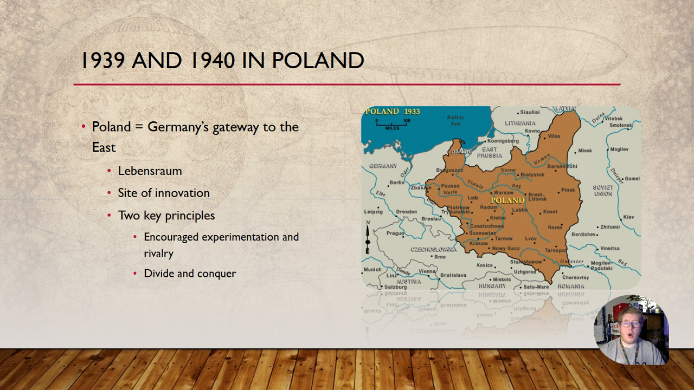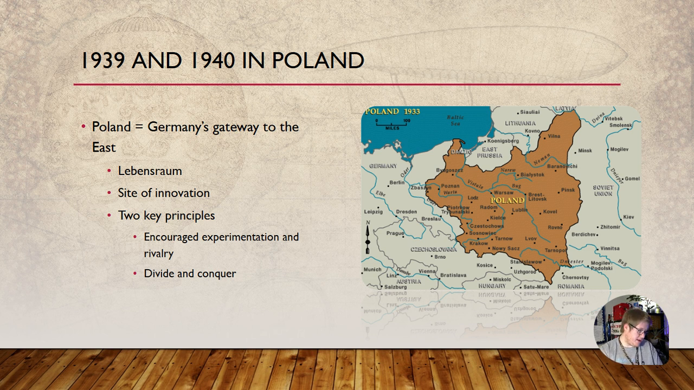So, Poland is Germany's gateway to the East. They see this as an opportunity to establish Lebensraum, and it's going to be a major site of innovation. It's going to be heavily used to expand and test German rule and Nazi innovation. Looking ahead, a lot of the major concentration camps that we talk about during World War II are in Poland.